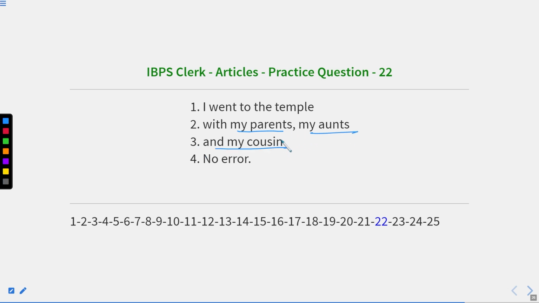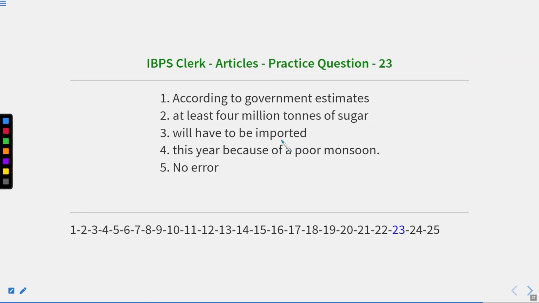Of course, if I went to temple with my parents, my aunts, my cousin, obviously I would have visited that place just to worship. So here it is written the temple, which is incorrect. It should be replaced with I went to temple, because if I'm going to temple with my family, of course I'm going there to visit and to worship. Therefore, this the is incorrect in this part. So our answer is 1. Now let us move to the next one. This is question number 23.